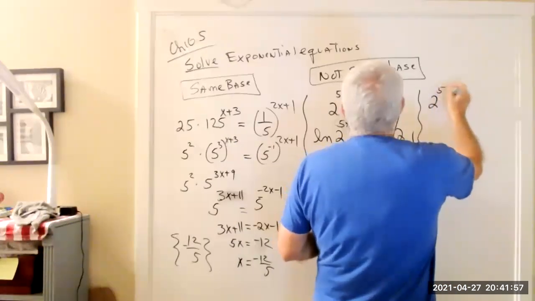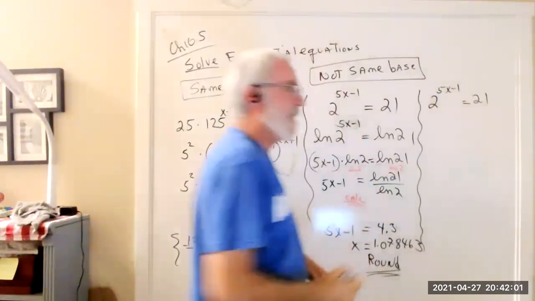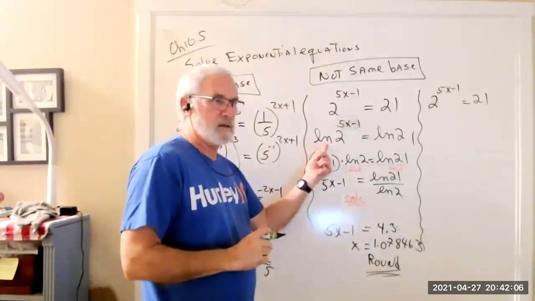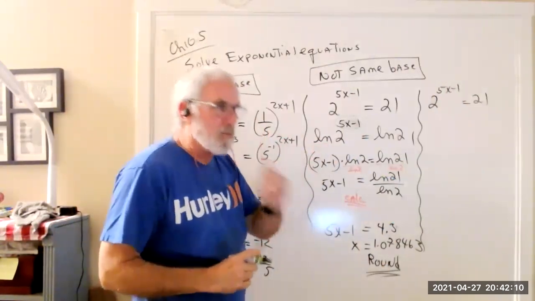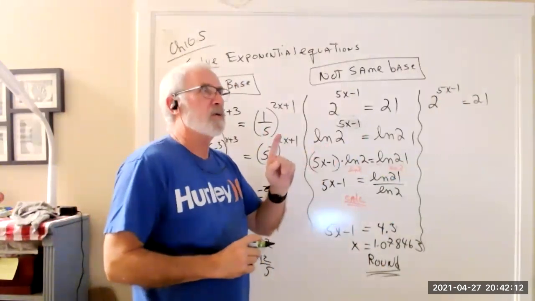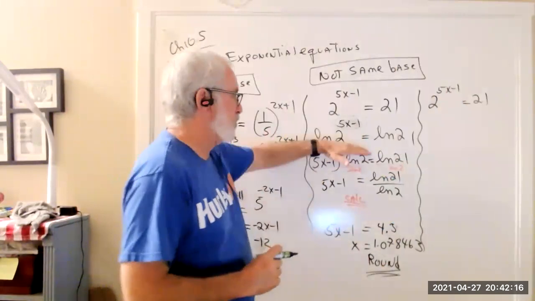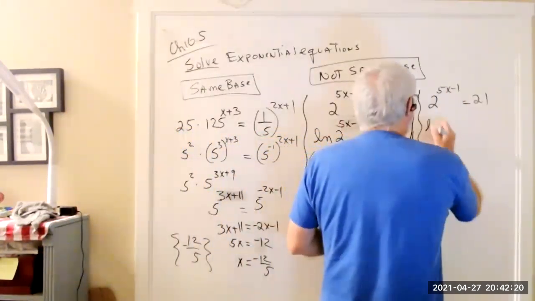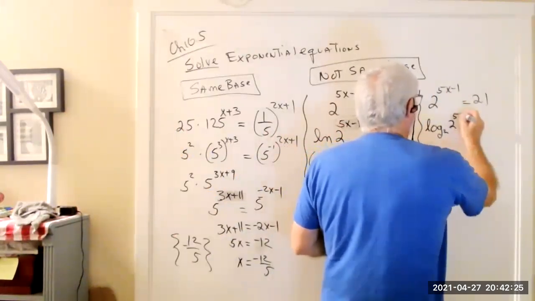2 to the 5x minus 1 equals 21. Instead of taking the ln, which is, by the way, what most of your science teachers will use, and most of your math teachers will use this technique, you could also take the log base 2 of both sides.